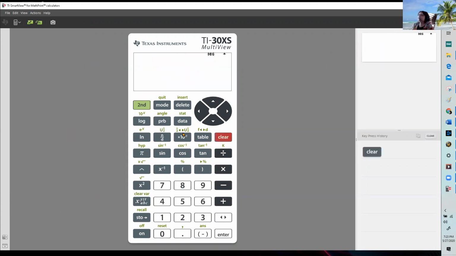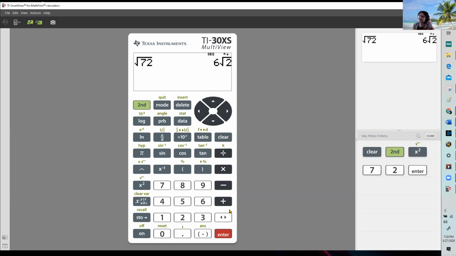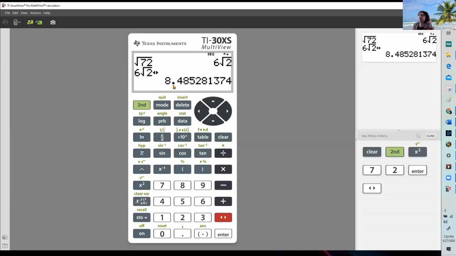Okay, so I'm going to clear everything. You're going to hit this second button. You're going to hit the x squared button. See how you get that square root popped up? You're going to hit 72. When you hit 72 and press enter, it gives you something ugly. To get the decimal, you press this arrow key above the enter right here. And see how they got that 8.48 that we would round to 8.5?